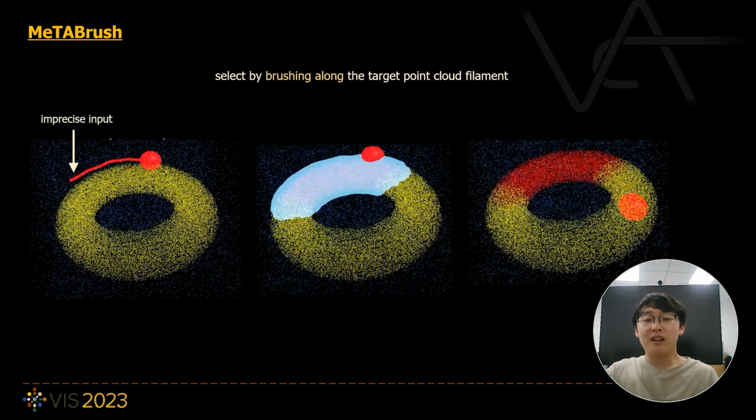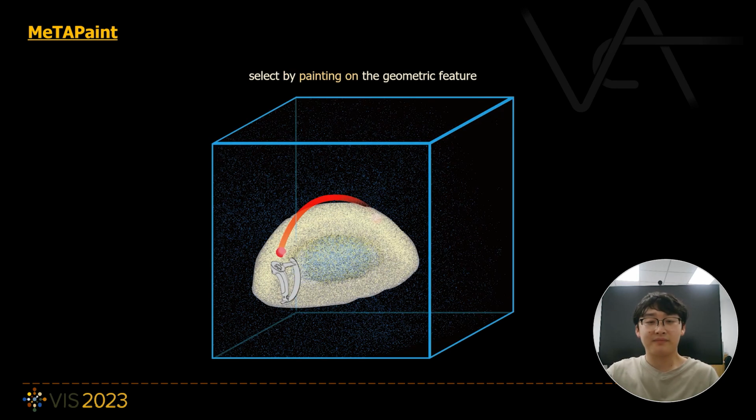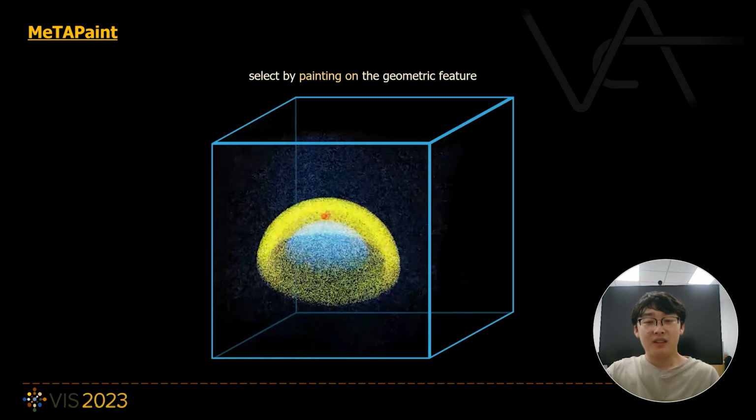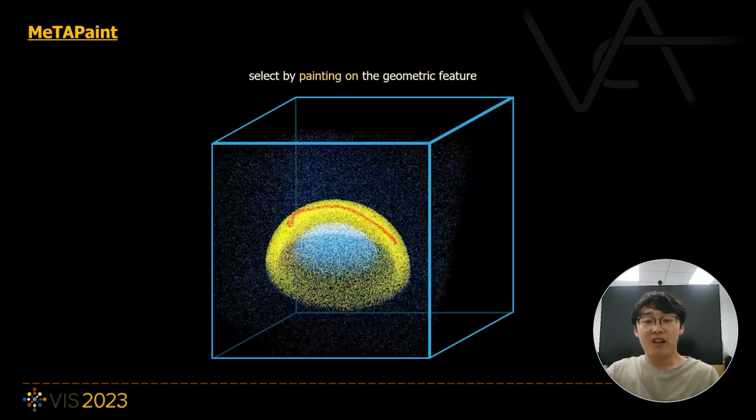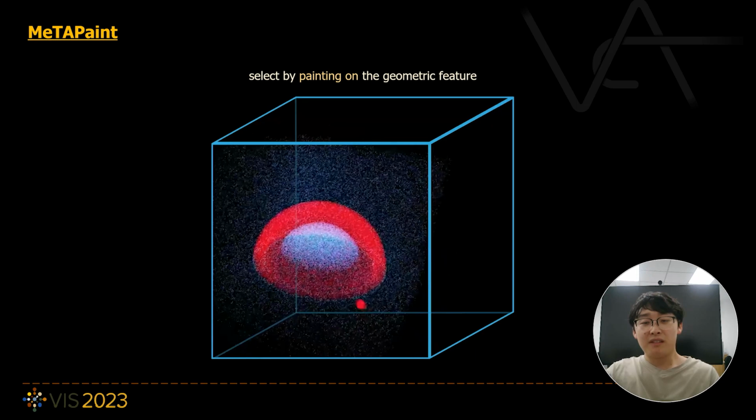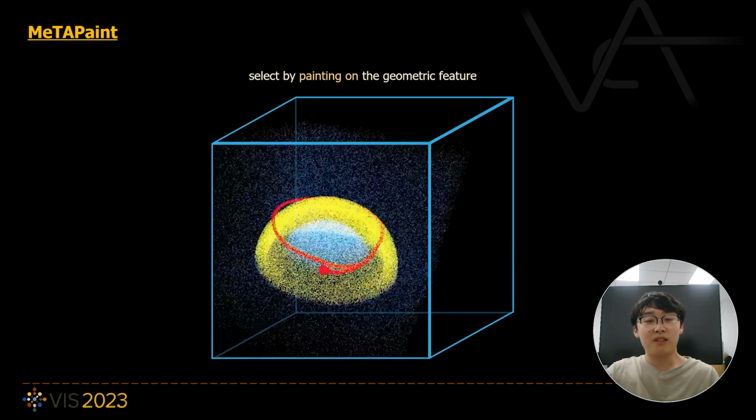Okay, although the red line is around the ring, not at the center of the ring, the algorithm can understand user intention and select the correct part. And for the third method, sometimes when the user detects a target, they want to use a brush to describe the target's shape roughly. We want to support them to do so, and we developed MeTAPaint. Users can brush on the top of the structure, and we will see which one meets the input most, and decide which will be selected.